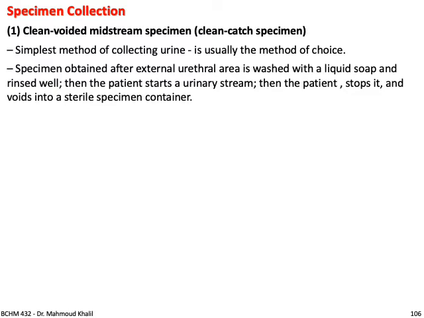The clean voided midstream specimen, which can be called a clean catch specimen, is the simplest method of collecting urine and is usually the method of choice. The specimen is obtained after the external urethral area is washed with liquid soap and rinsed well. Then the patient starts a urinary stream, then stops it, and voids into a sterile specimen container.